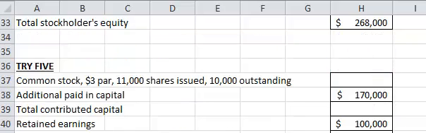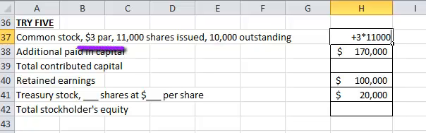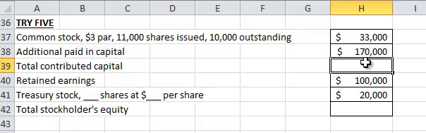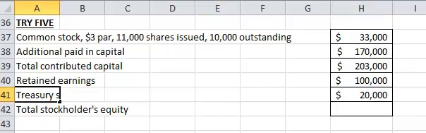Okay, last but not least, try number 5. Okay, so here we know the excess of par, but not the total contributed or the par account, but the par account must be par times issued. So it must be 3 times the number of shares issued, which is 11,000. So now I can calculate the total contributed capital, retained earnings. There's treasury. How many shares in treasury? Looks like 1,000, see? All right, let's put that in there.